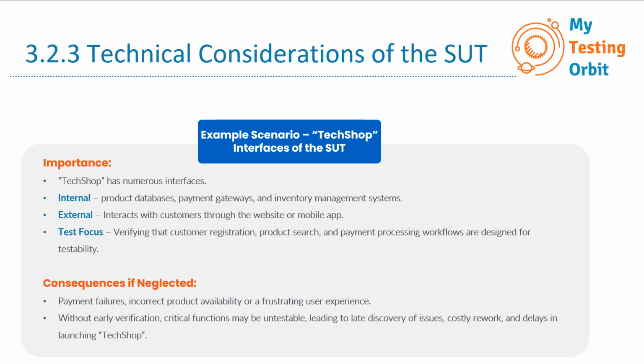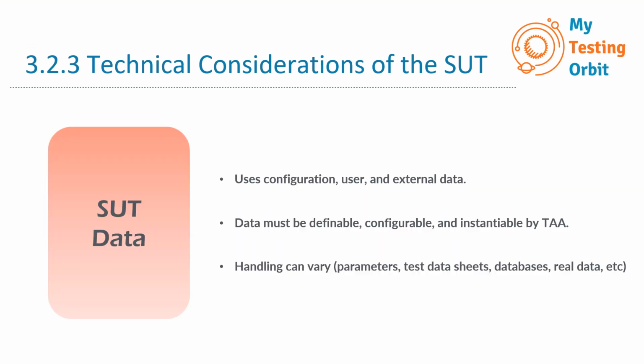Okay, let's have a look now at the next one, which is SUT data. The system under test relies on different types of data like configuration, user data, and external data. We must ensure that all these data types are definable, configurable, and capable of instantiation by the test automation architecture. Being definable ensures that we can precisely describe and specify the data for testing purposes.